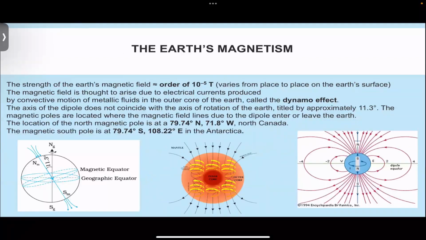Now we have been talking about magnetic field, magnetic dipole moment, but the most fundamental example of magnetism that we see around us, or that we know does exist, is actually the Earth, the Earth's behavior as a bar magnet itself. So Earth's magnetic field has strength of the order of 10 raised to minus 5 Tesla, and it varies from place to place.